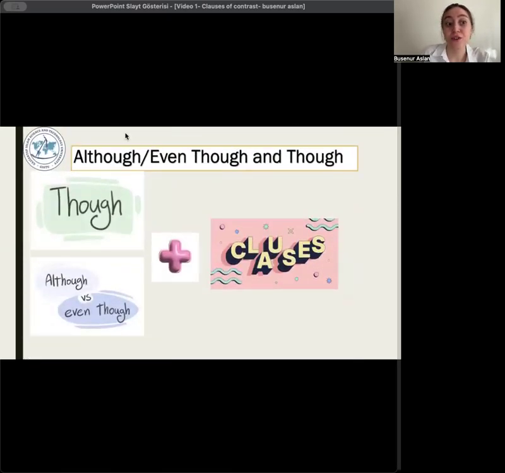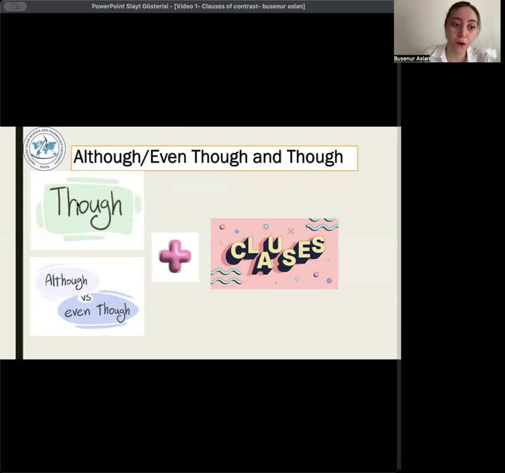Let's look at the structure of although, even though, and though. Though, although, and even though are followed by clauses; they are used with subject, verb, and object formation. It is important to remember because after using though, although, or even though, we should use the full sentence.